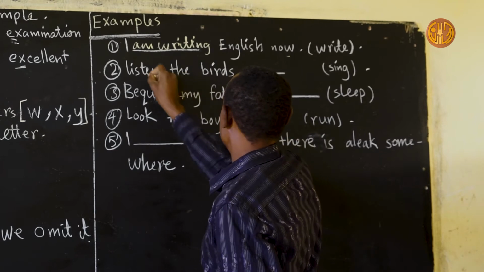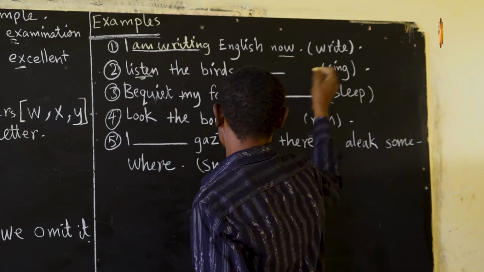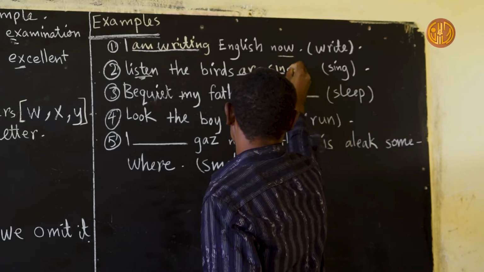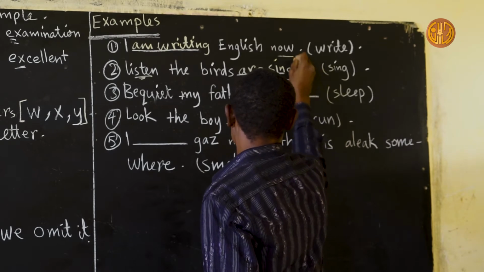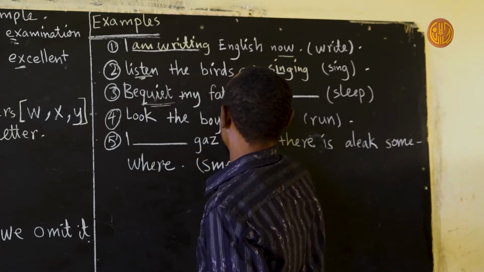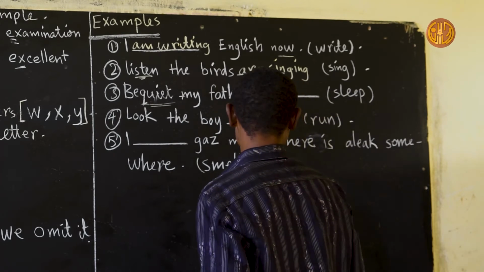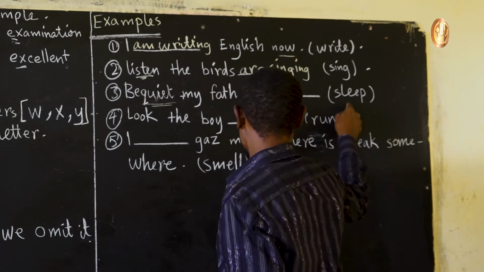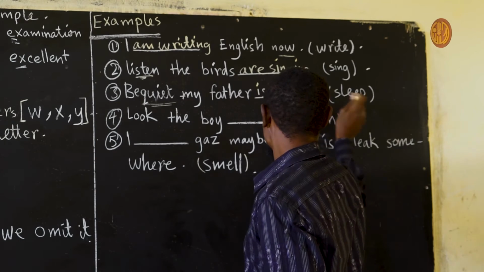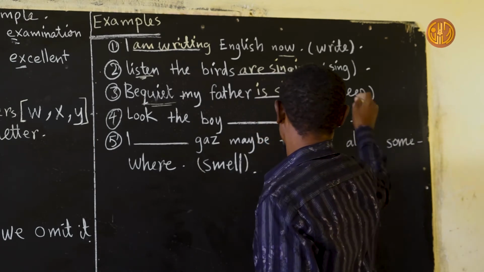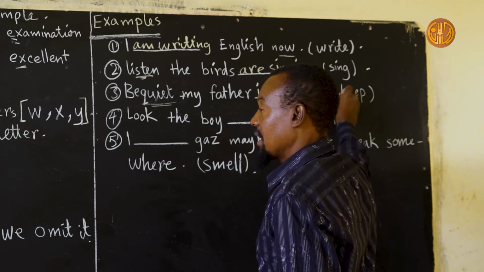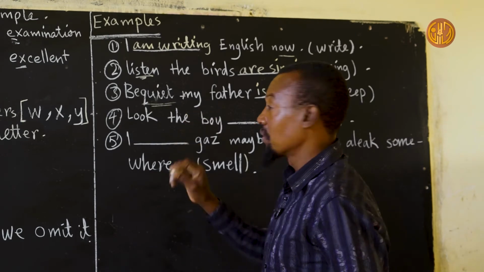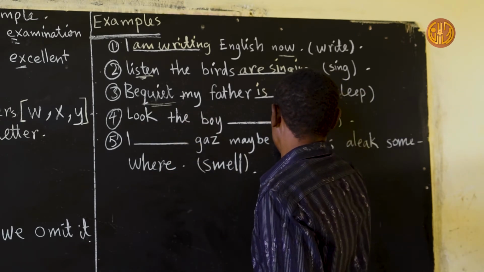In number 2, listen, this is the adverb here. The birds are plural, so you write are. And here sing, you write sing and you add ing to the verb. Be quiet. Also my father is singular, you write is. Sleep, here student. Can we double the last letter, or what can we do? Here you do not double the last letter, student. Why? Because this verb has one syllable but has 2 vowels, so you do not double the last letter, but you add ing only.